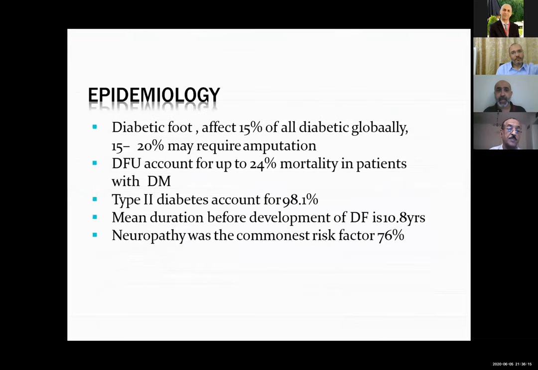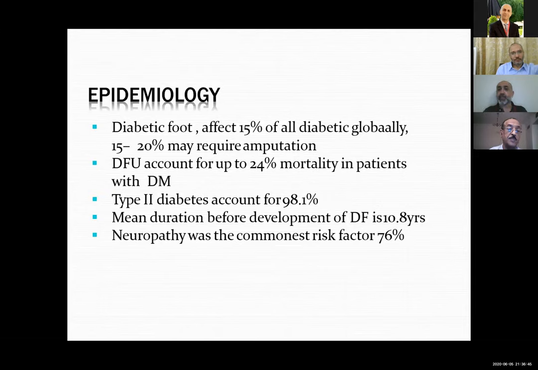Diabetic foot, as Dr. Marwan and other speakers talked about, affects about 15 to 20% of diabetic patients. And out of those patients, about 1/5 require amputation. In diabetic patients, foot ulcers, infected foot ulcers, and deeper infection could cause up to 1/4 of the mortalities. We see this problem more with type 2 diabetes than type 1.